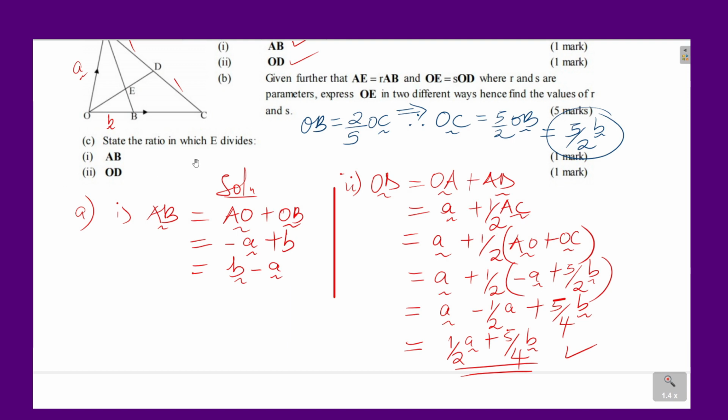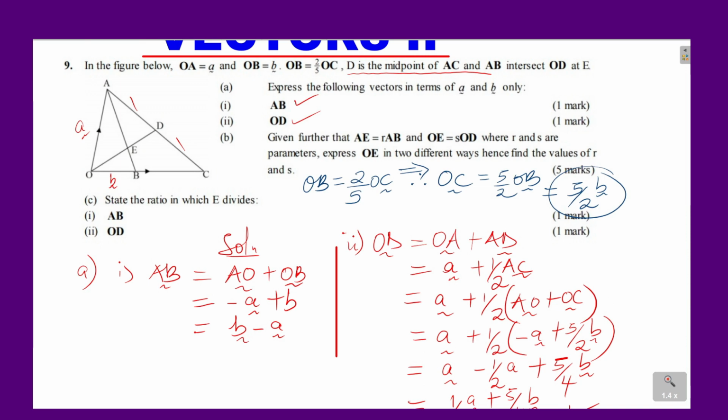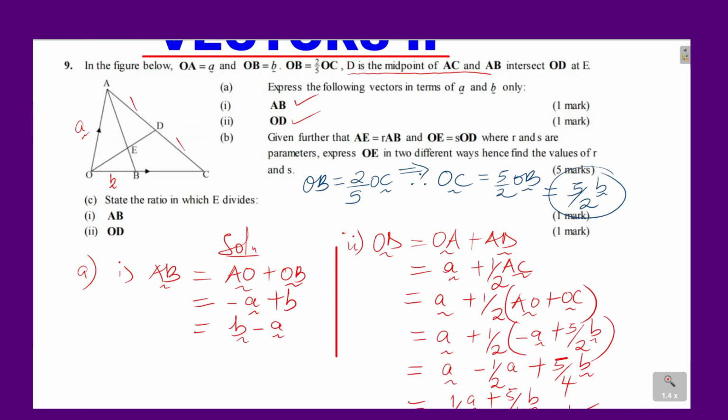Now we can go to the next question, that is part B. Part B of the question is given further that AE is equal to R AB and OE is equal to S OD, where R and S are parameters. Express OE in 2 different ways, hence find the values of R and S. So you're given this vector here, where R and S are parameters or scalars.